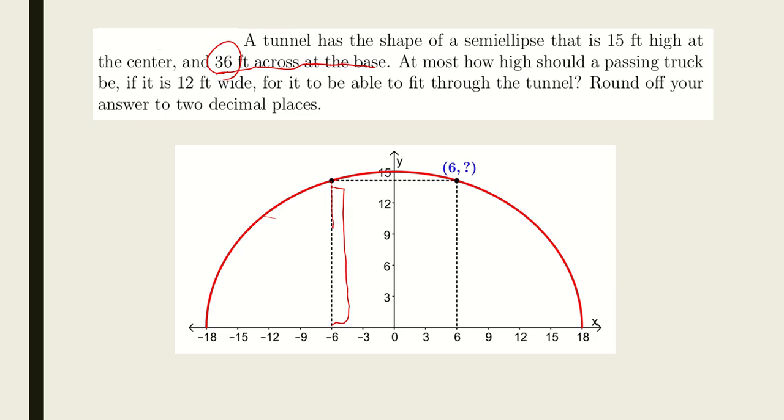The question there, or what is to solve, is at most, how high should a passing track be if it is 12 feet wide? Another given is 12 feet wide of the track. So if the track is 12 feet wide, therefore it passes through the center. If you're gonna ask, it's negative 6 and 6 here because to add the units, that's 12 feet. And that's the reason it's 12 feet wide. For it to be able to fit through the tunnel, so that's the question. At most, how high?